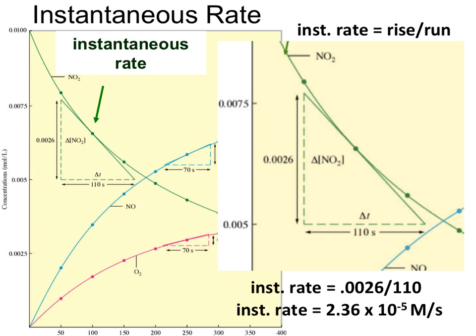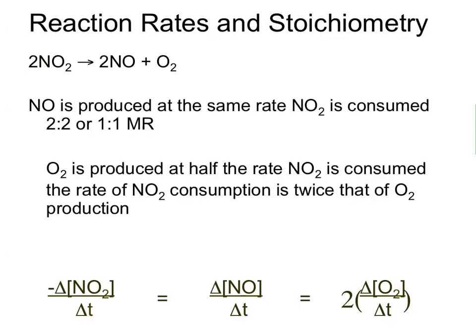Now remember, this is very different than the average rate, which is the rate associated with a specific time frame instead of a single point in time. So one is an average and one is just a specific value associated with one point in time. The last thing we're going to look at in this lesson is the effect that stoichiometry has on the way we look at the reaction rates of specific components of a reaction.